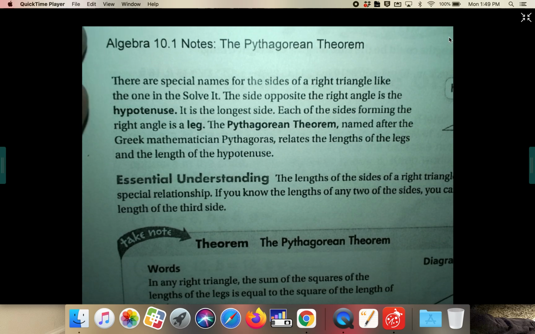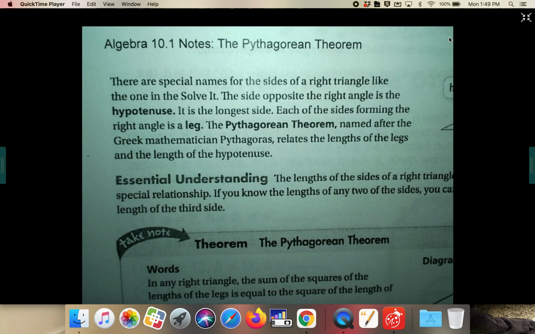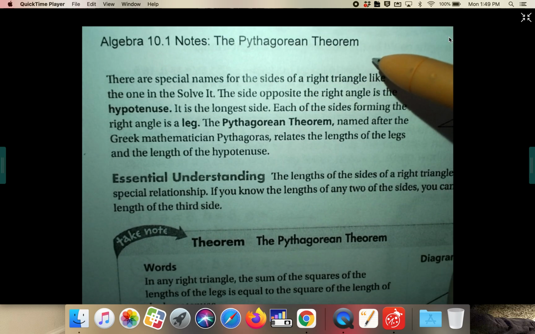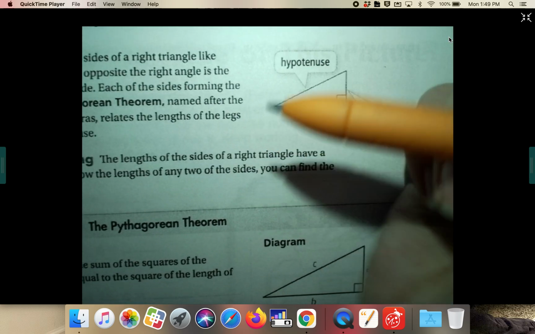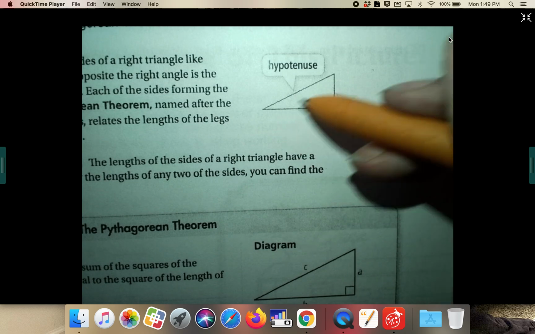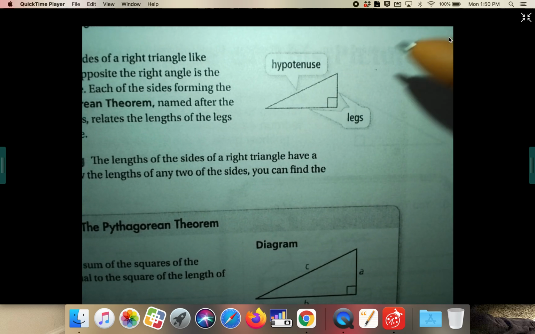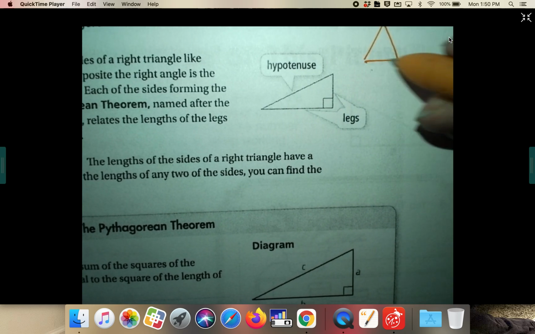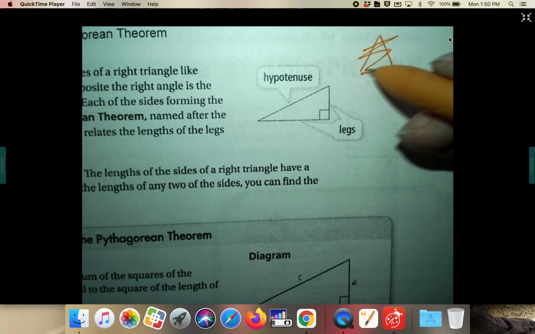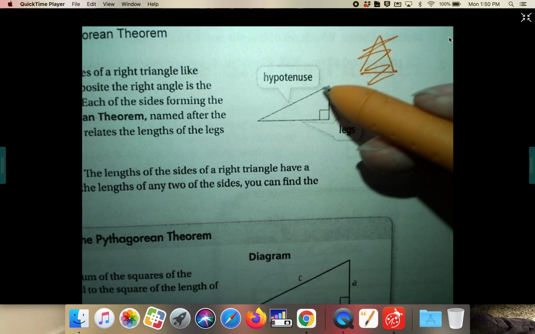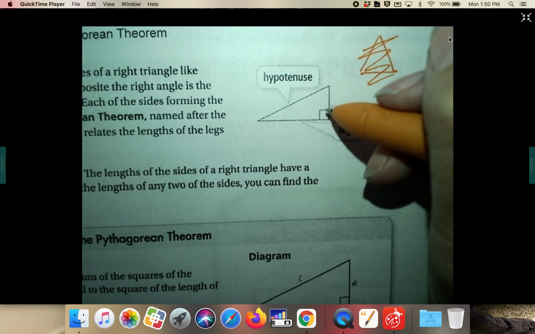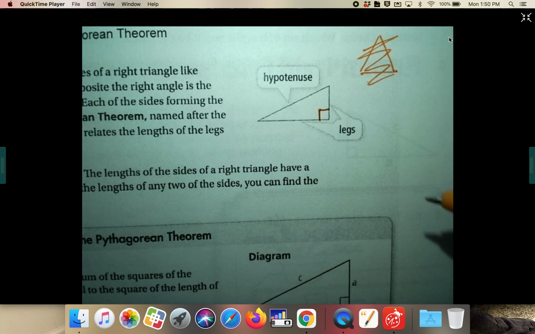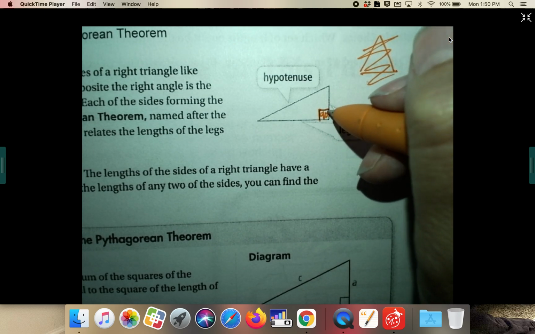Okay, for Algebra 10.1 notes, we are learning about the Pythagorean Theorem. The Pythagorean Theorem only works in right triangles. So keep in mind, if this is just a typical triangle, we are not going to be using the Pythagorean Theorem. It only applies to right triangles. And a right triangle means one of its angles is 90 degrees.